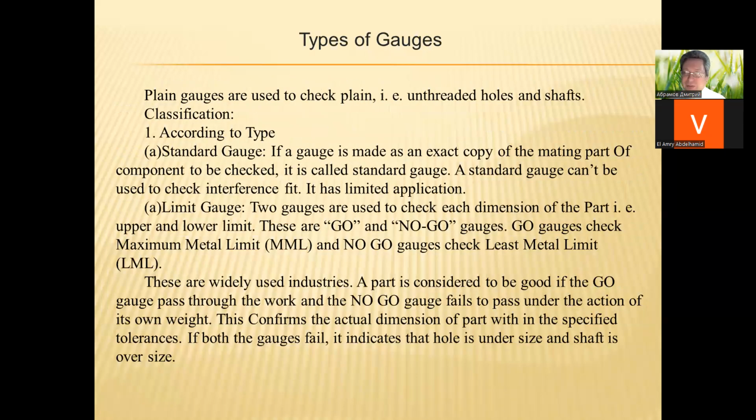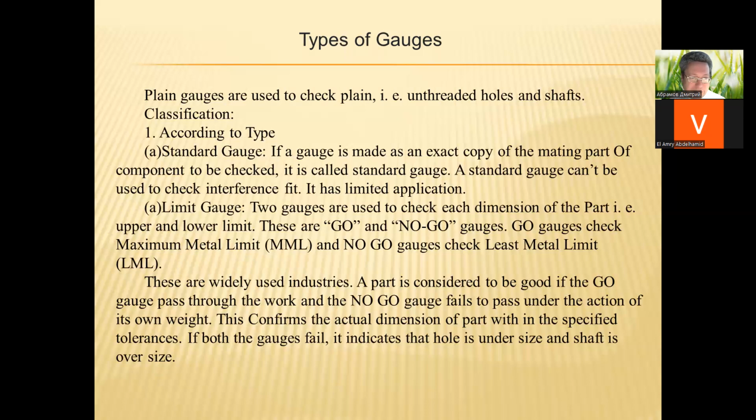Types of gauges. Plain gauges are used to check plain, unthreaded holes and shafts. Classification according to type. Standard gauge: if a gauge is made as an exact copy of the mating part of the component to be checked, it is called a standard gauge. A standard gauge can be used to check an interference fit. It has limited application.